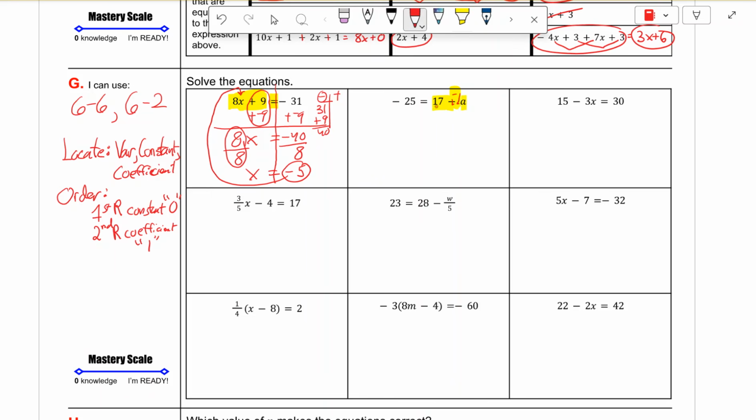That's the order. 17 plus 17. How do we make 17 into a 0? We add negative 17. Is it working? It sure is. And since it is, we're going to use the property of equality and do it to the other side. And negative 25 plus negative 17 in a t-chart is negative 42.